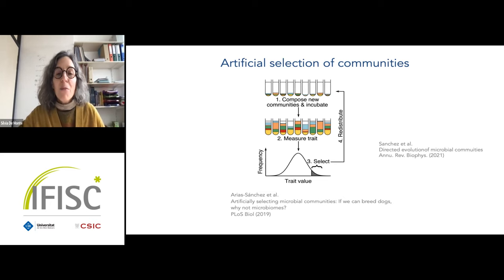And basically, the aim of my talk will be to go through some models that will be useful, hopefully, to try and understand this selective process and how to choose a selection protocol that is most adapted to select for collective properties.